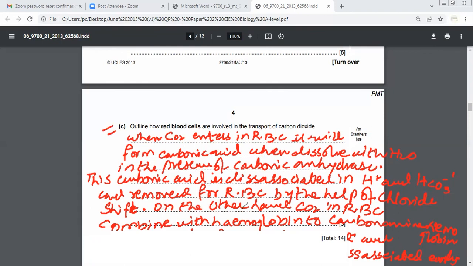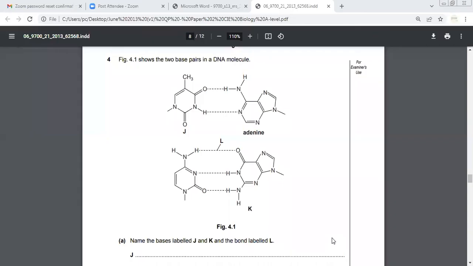On the other hand, carbon dioxide in RBCs combined with hemoglobin to form carbaminohemoglobin, which is a temporary compound and can be dissociated easily. फिर वो easily जो होता है वो dissociate होता रहता है और ये भी एक reversible reaction होता है. That's how carbon dioxide is removed from the RBCs and from the blood. Okay.